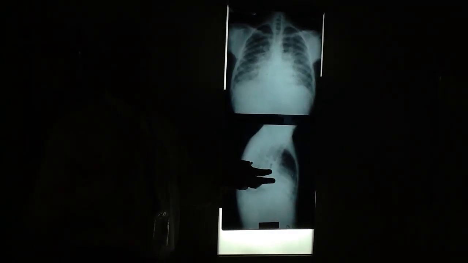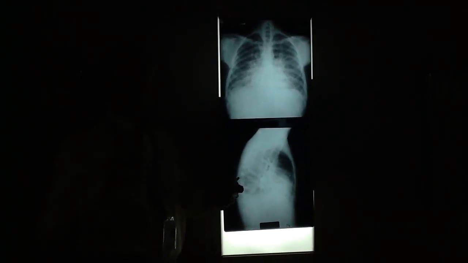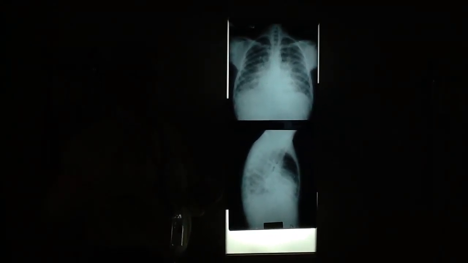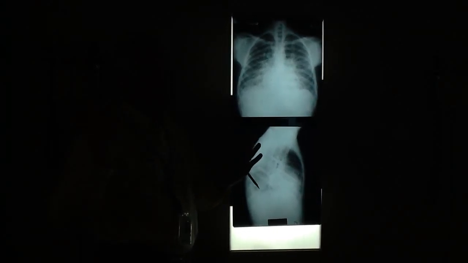Remember, when a hilus is abnormal, it's going to come from anatomy that's already there. Either lymphatic or vascular, classically bilateral. Bronchi, lymph, unilateral. Nerves, almost never.